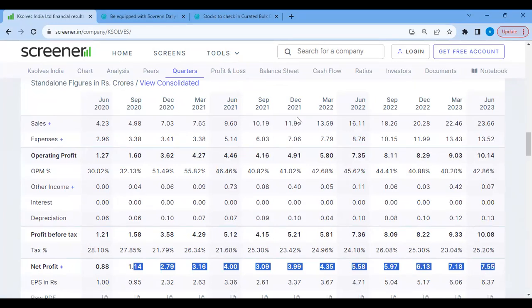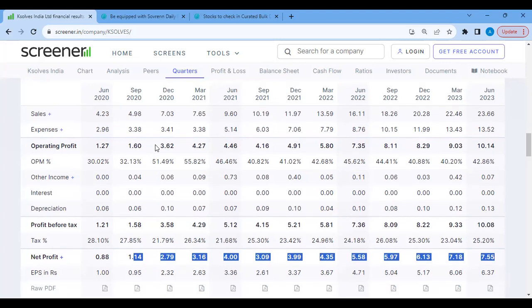Can you see that this company never posted bad numbers? Yes or no? This company for the last 4 years never posted bad numbers. This was a big multi-bagger. If you had invested in 2020, you would be supremely rich by now. Big multi-bagger. Another example.